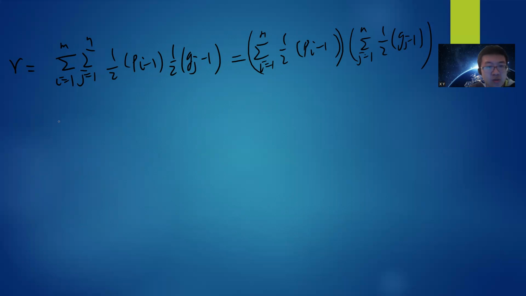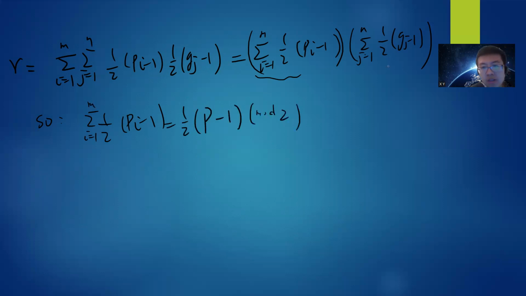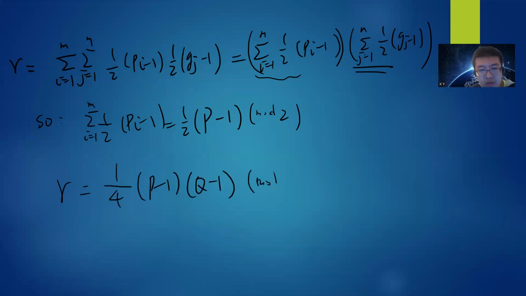And we know, as we previously proved, that the sum over i from 1 to m is half of (p - 1) mod 2, and the same thing for these guys, half of (q - 1) mod 2. So r basically is (1/4)(p - 1)(q - 1) mod 2. Okay, so we finish the proof.